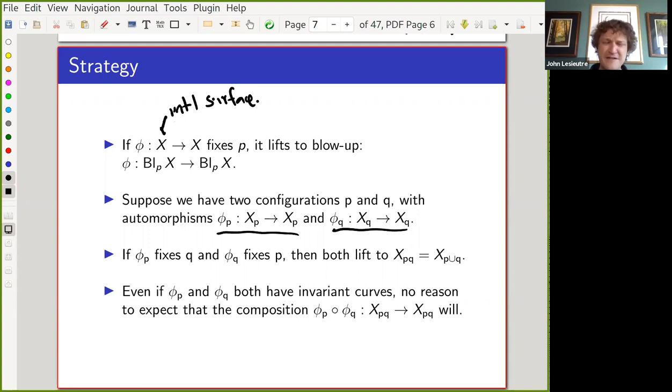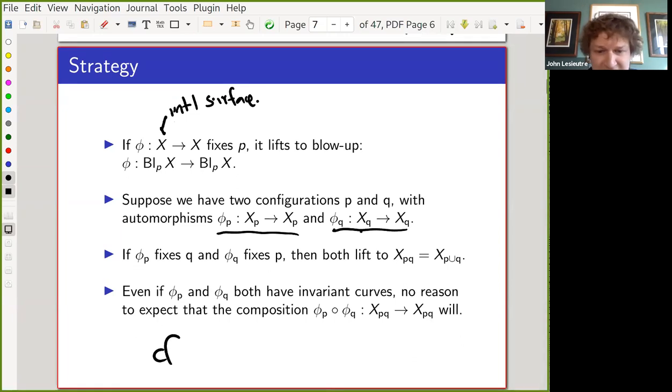Even if both of them have invariant curves, you wouldn't really expect the composition to have any invariant curves. Only if something weird is going on would that happen. So the idea is we're going to find automorphisms without invariant curves exactly this way. We're going to find multiple configurations, P and Q, where each automorphism fixes the blown up points of the other one. Then we're going to take the total blow up. We'll have a bunch of different automorphisms upstairs, and some compositions of those will have no invariant curves.